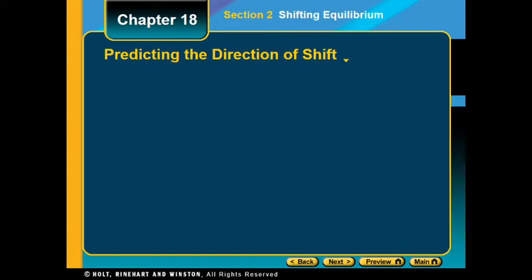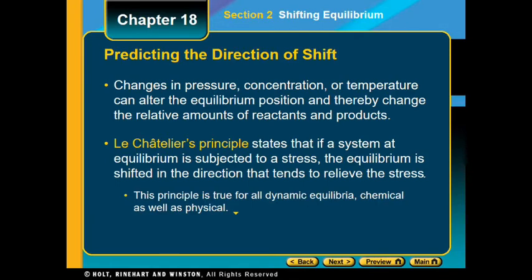This is Chapter 8, Section 2. We're going to look at shift and equilibrium within a system. This section is very wordy, and it's all about what we can do to change the shift and equilibrium. We'll talk about several factors that can affect equilibrium. So, predicting the shift, we're going to look at pressure, concentration, and temperature as ways of changing equilibrium.